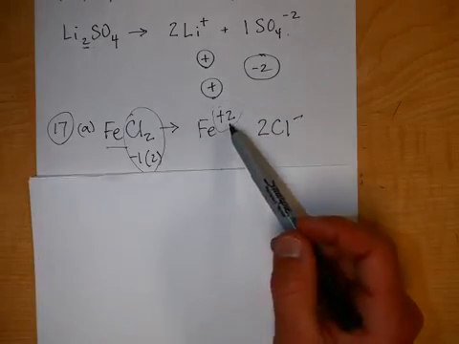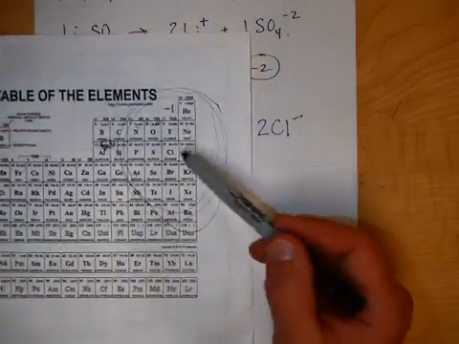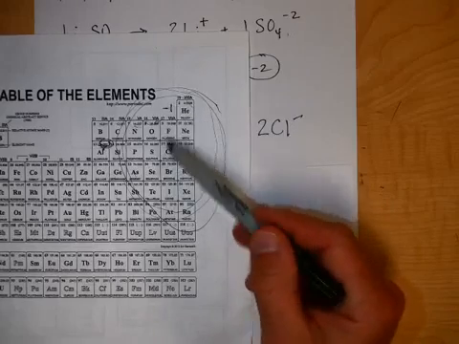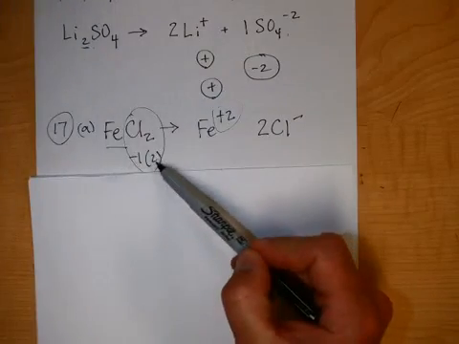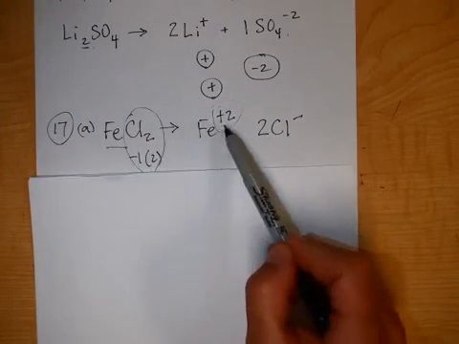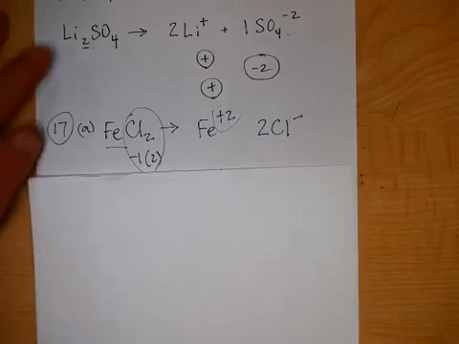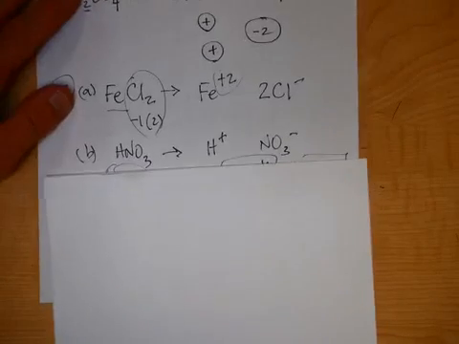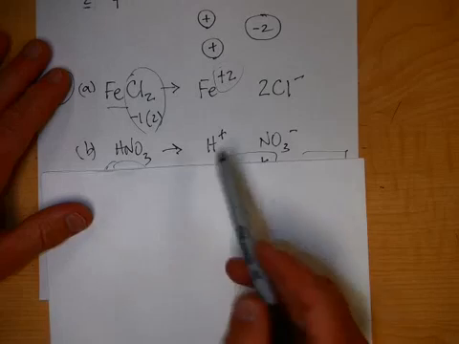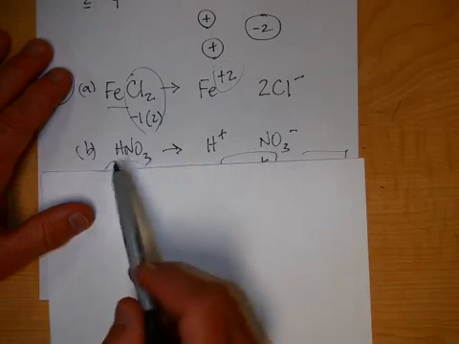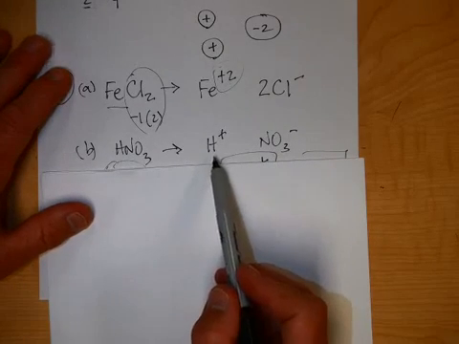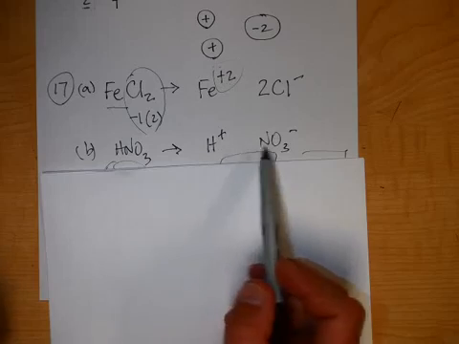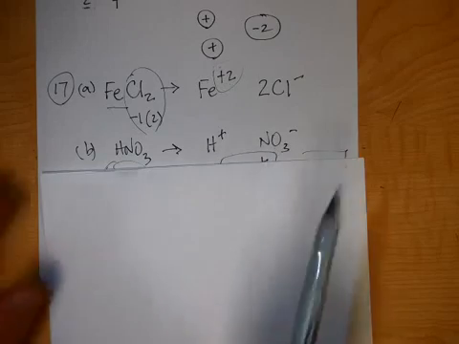How do I know that iron's +2? Well, I look on the periodic table to see that chlorine is a -1 ion, and there are 2 of those. Therefore, it must be a +2 ion for iron to make sure that it sums to 0. HNO3 forms H plus and NO3 minuses. HNO3 is a strong acid, therefore it will dissolve and completely dissociate to give you H plus and NO3 minuses.